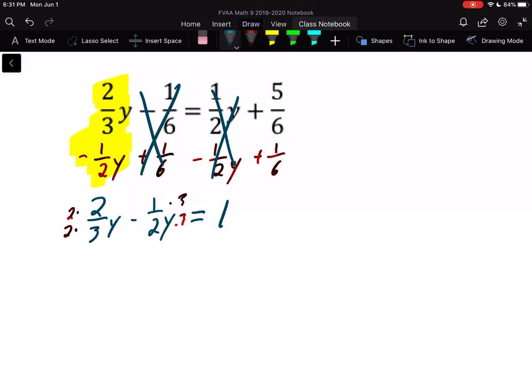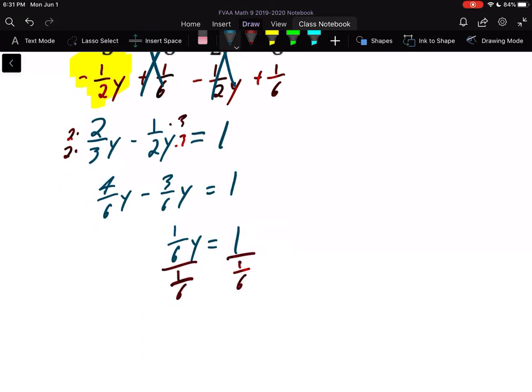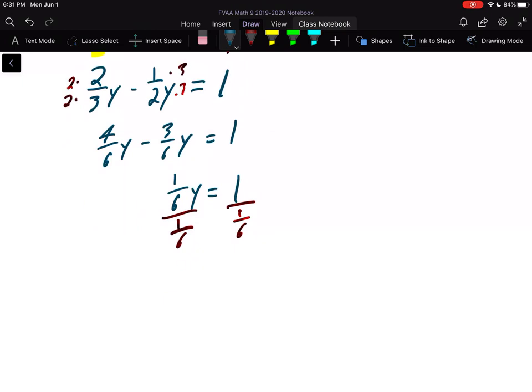That's going to give me 4 over 6y minus 3 over 6y is equal to 1. And that's going to equal 1 over 6y is equal to 1. Then I divide both sides by 1 over 6. And 1 over 6 goes into 1 nicely.